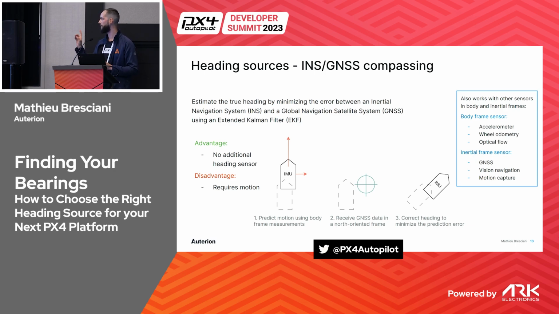It can work with IMU and GNSS, but you can also use different types of body frame sensors. For example, if you have wheel odometry or an optical flow sensor, that will also help to figure out the direction. And you also don't need GPS if you just care about the heading, not relative to north, but relative to any local frame. For example, if you have some vision system, it will also estimate the correct heading relative to the origin of the vision navigation system.